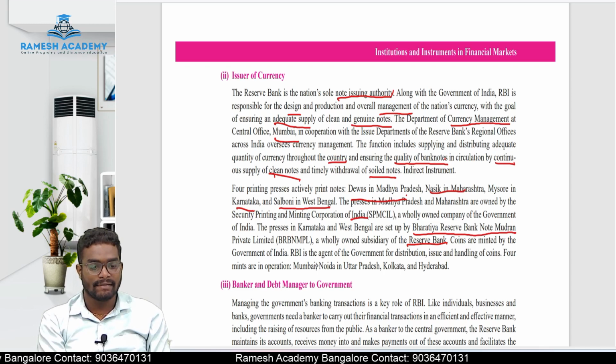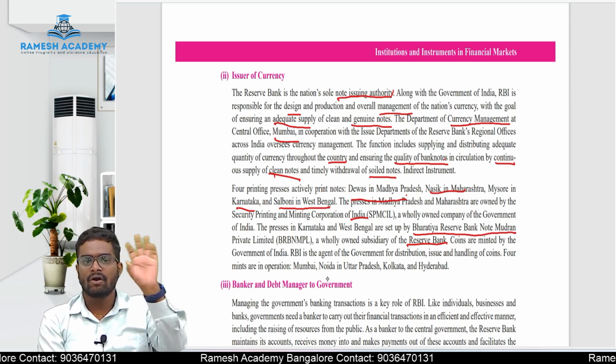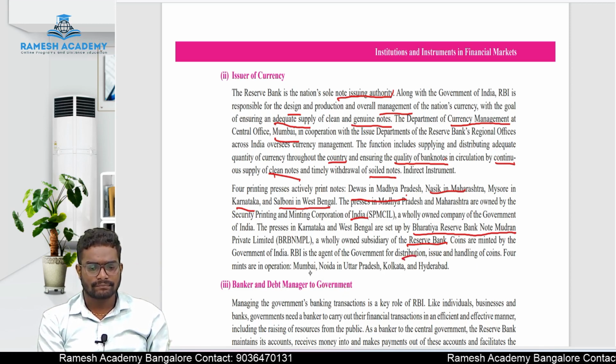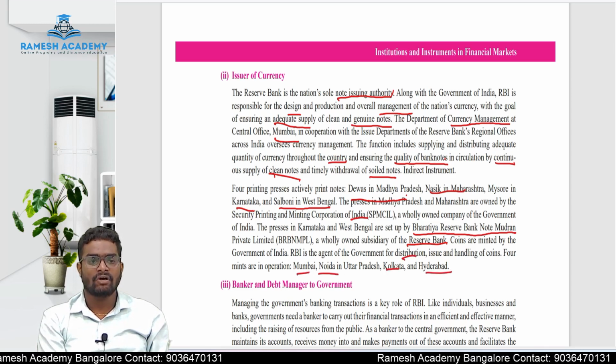Coins are minted by the Government of India. As I told, coins are issued by the Government of India. RBI is the agent of the government for distribution and handling of the coins. The 4 mints are Mumbai, Noida, Kolkata and Hyderabad. Coins are minted here.